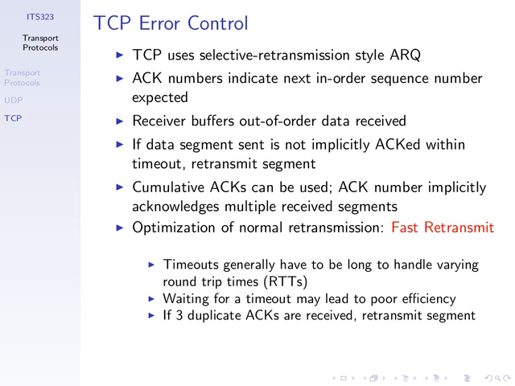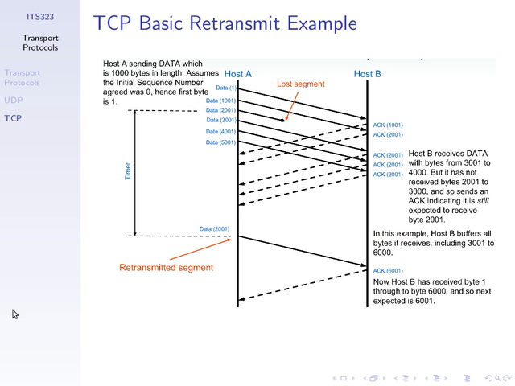Send some data, wait for an ACK. If you don't receive an ACK, send that data again. We may use cumulative ACKs like we used here. And later we'll go through some optimization of this. But first let's go through the basic retransmission scheme of TCP.